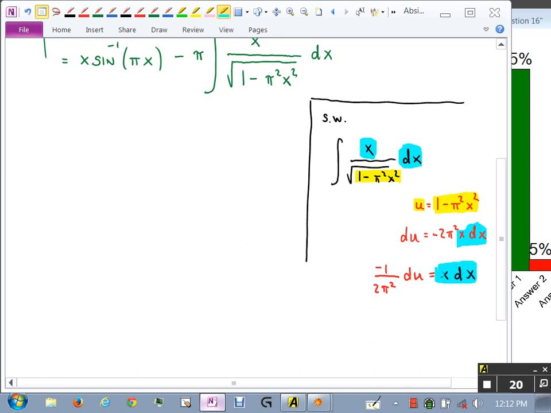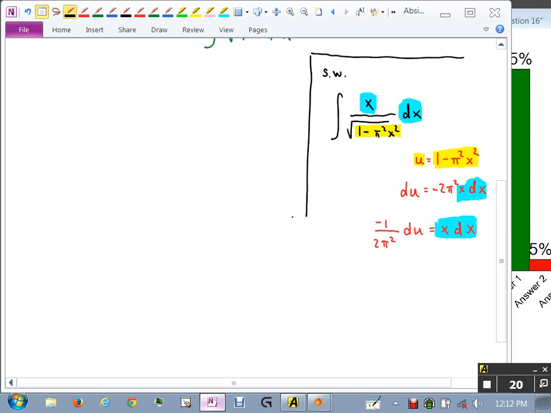Can y'all read this? I know it's kind of getting small over there. Are we okay? We're on the right? All right, let's rewrite this integral. We're still working in the scratch work here. What does this integral right here become? The x dx is all this, right here. So can I pull this constant out, negative 1 over 2 pi squared? Then we have 1 over the square root of u du.